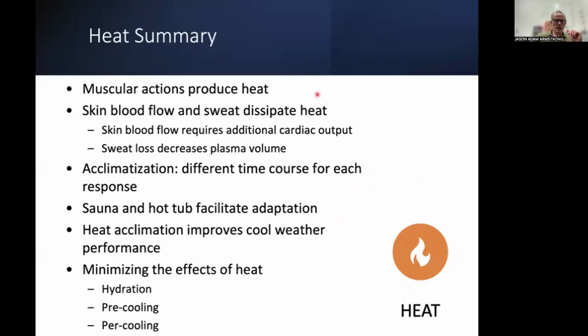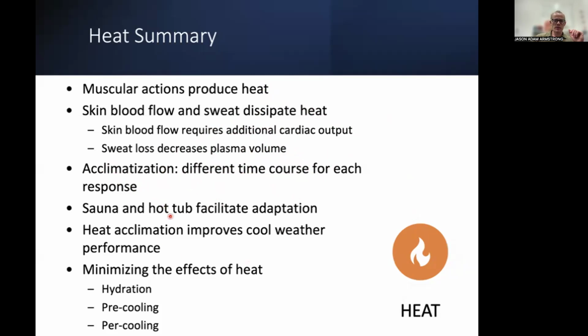So to summarize, muscular actions produce heat, skin blood flow and sweat dissipate heat, which requires additional cardiac output. Sweat loss does decrease plasma volume. We can see with acclimatization that plasma volume increases. A different time course for each response. So you can go look at those different time courses for increases in sweat rate, which didn't really peak till about day 12, versus our heart rate and plasma volume, which seem to level out around day 6 or 7.